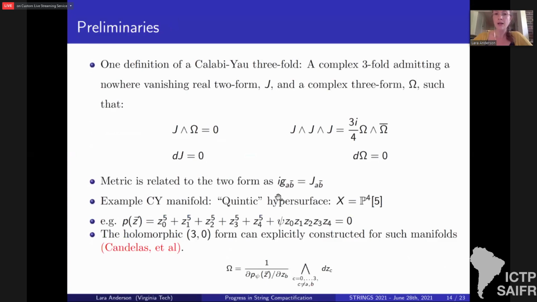So briefly, a definition of a Calabi-Yau threefold is as a complex threefold admitting a nowhere vanishing real 2-form and a complex 3-form that satisfy these identities on the top form and are both closed. The metric is related to the 2-form in the obvious way. And for the purposes of this talk, I'm going to be defining everything on the quintic hypersurface with a single complex structure parameter because it's easy to illustrate.